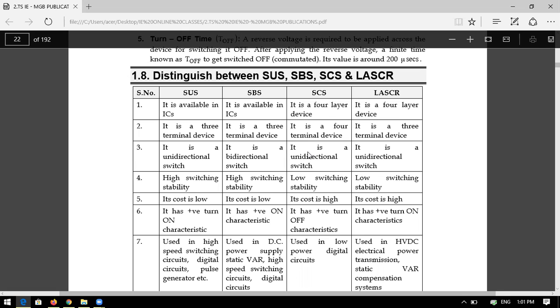Okay. Because you have to apply a different terminal, SES is a 4 terminal device. So that is the reason it costs more. In LASCR you have to activate the light from the anode to the gate, so you have to build an external circuit. That is the reason LASCR also has a higher cost requirement. For SUS and SBS there is no requirement for any other circuit or specialty, so that is the reason they have the low cost.